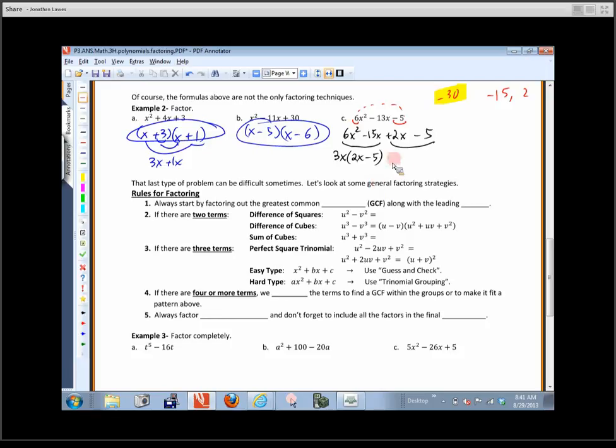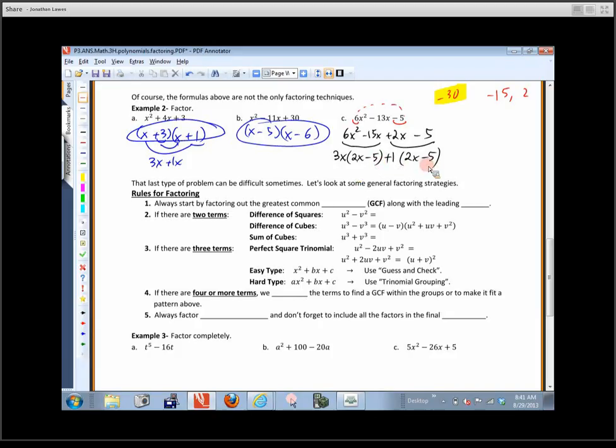Now, please write this. A lot of people will just do this. Please don't. This looks like a big, long multiplication problem. Take out the leading sign, write that plus there. It's important. We took out a positive 1. It's very important.